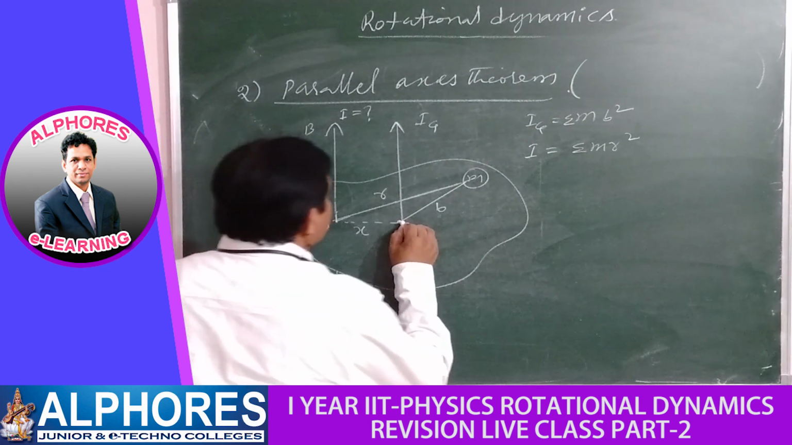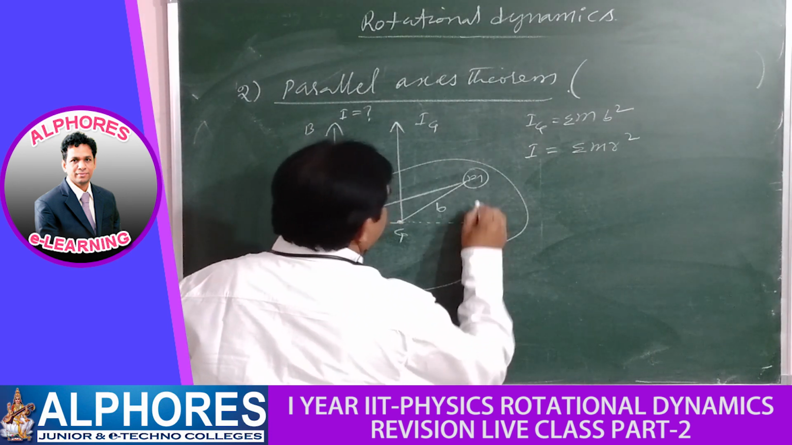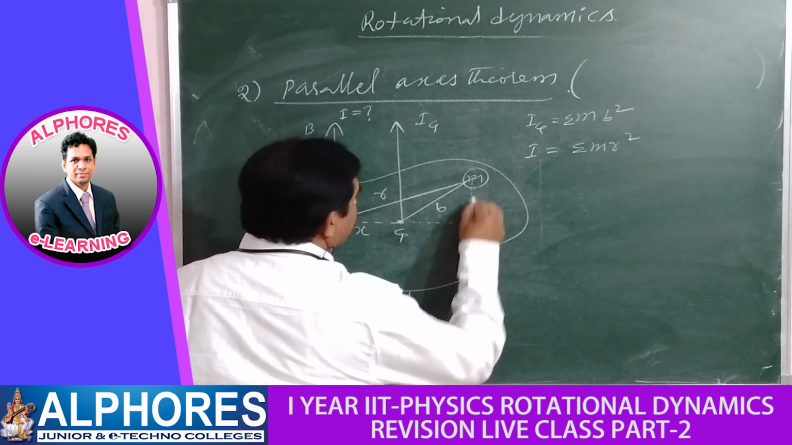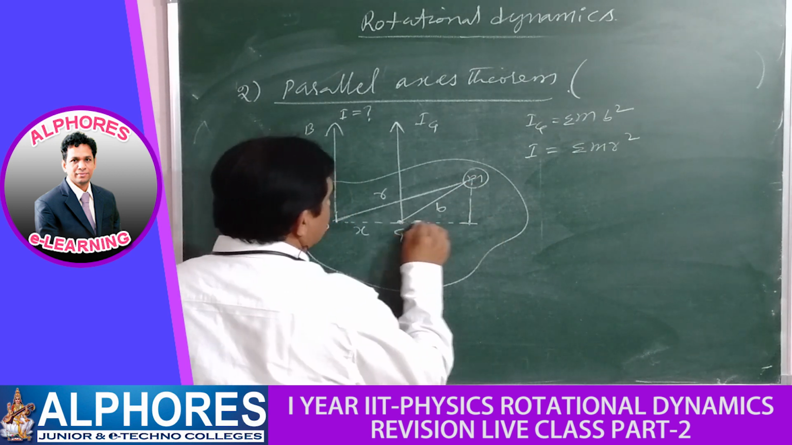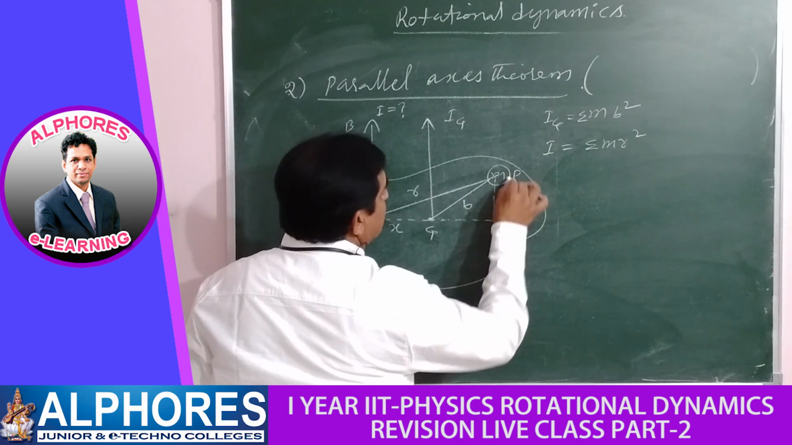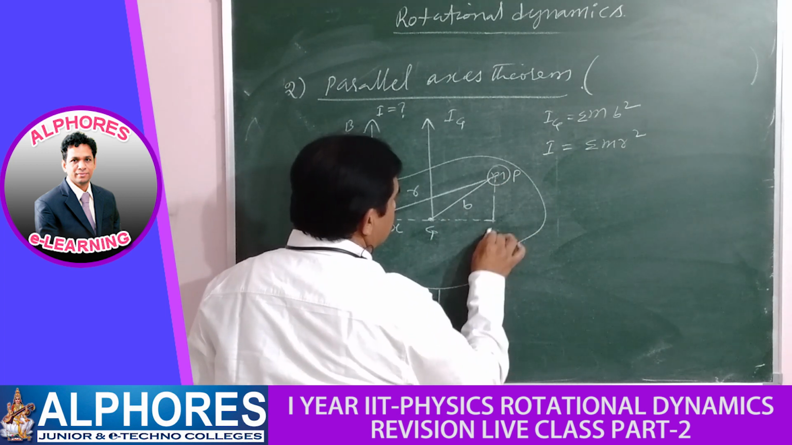Now let us make a perpendicular line from this particle. This is the perpendicular line. So this is P, this is Q.